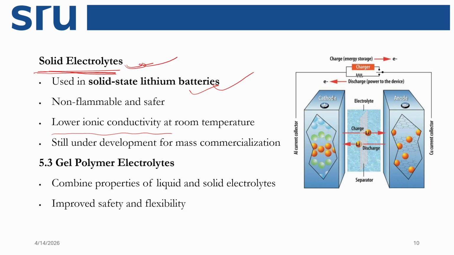And sometimes we can use a gel polymer electrolyte. Some polymers can be made into a gel, and that can be used as a gel polymer electrolyte. In a liquid electrolyte there are leakage or fire issues, but with the gel polymer electrolyte that problem can be reduced to some extent.